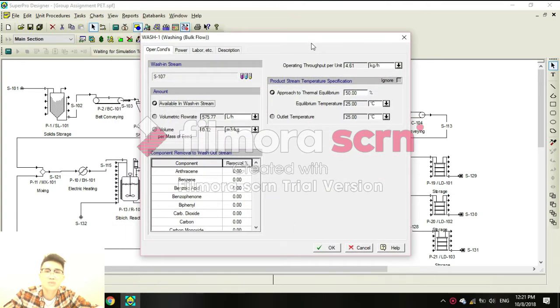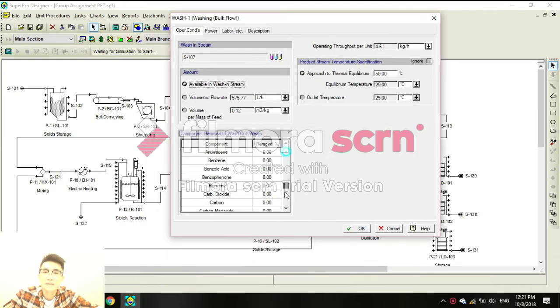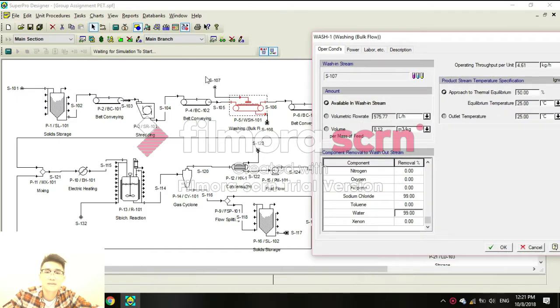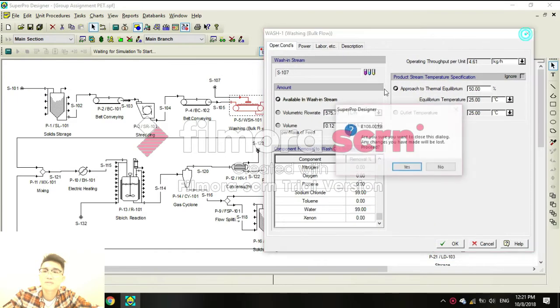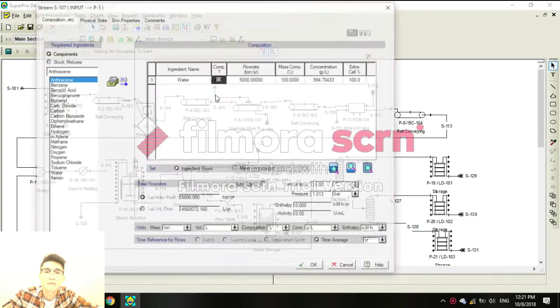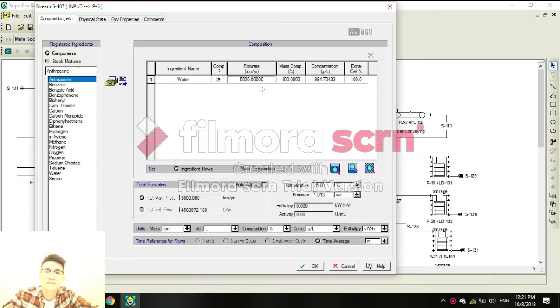This is to wash out all the dirt from the inlet stream, we assume. In this case, we wash out 99% of the sodium chloride and 99% of the water, which means these two are the dirt. How do we wash it? We use the washing stream. In this case, the washing stream is S017. We assume the washing stream is only pure water, which is 5,000 ton per year.